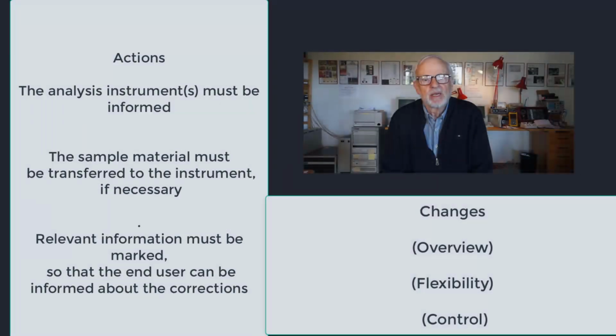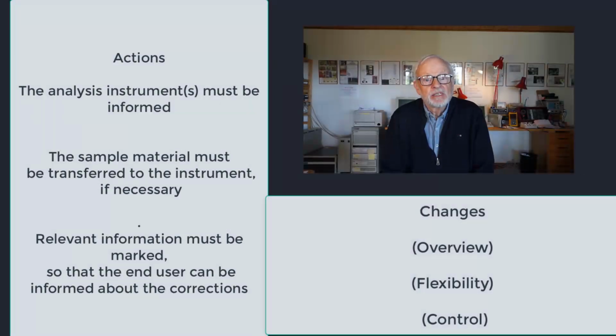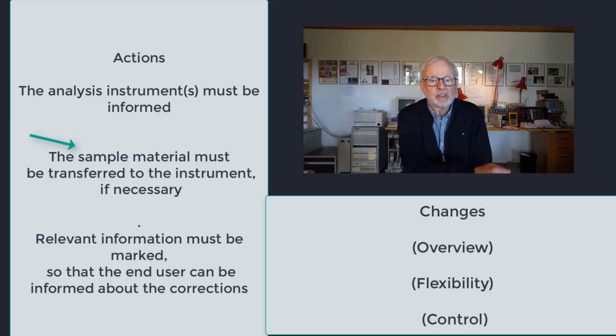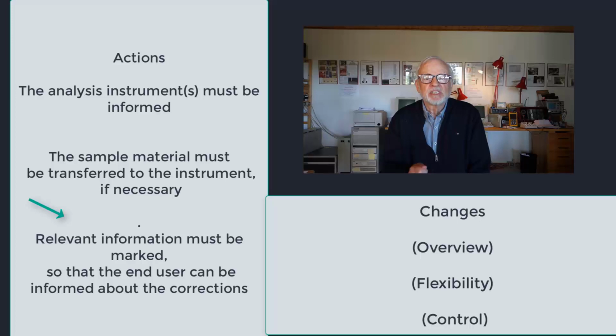Change. If change, the action could be as follows. You have to inform the analyzing machine about the new order. But you also have to ensure that the sample material arrives at the right instruments. And you have to ensure that the reporting system is reflecting the change so that the end user can see what has been changed.